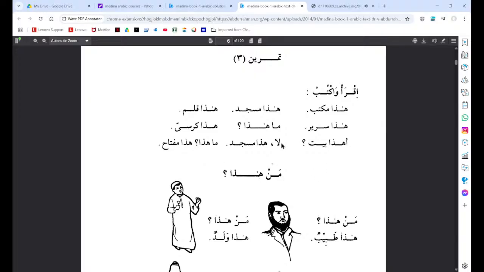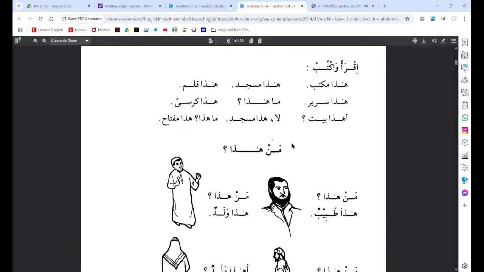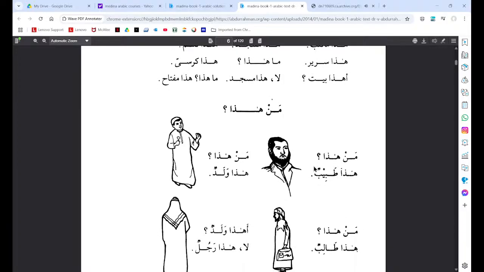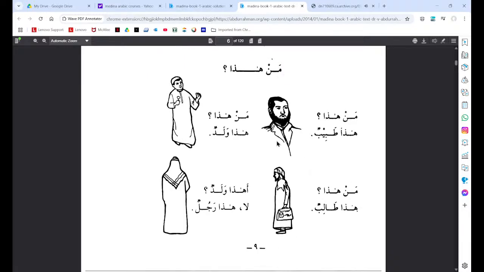So this is your first actual reading and writing exercise. Remember, please do yourself a favor. Read and write. Write this out. Here is the next piece of information that they give you.